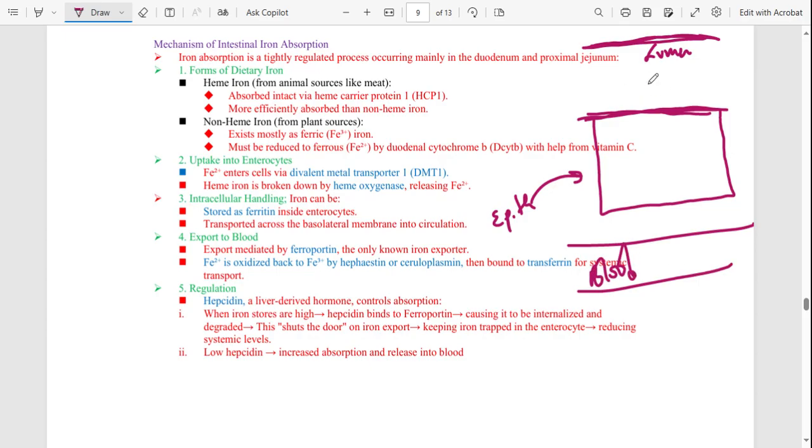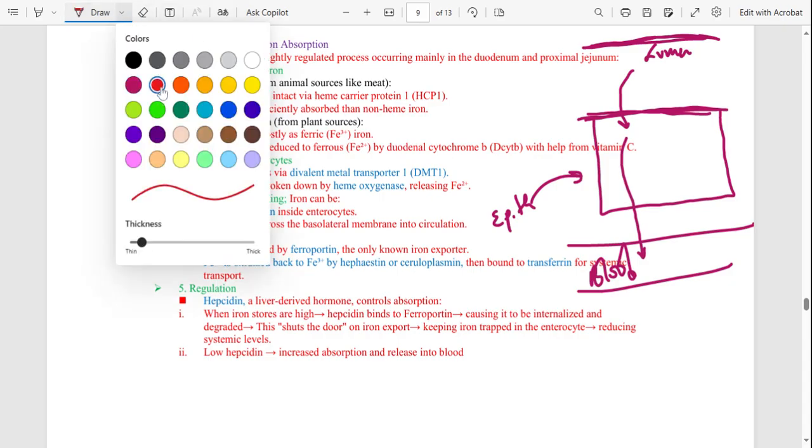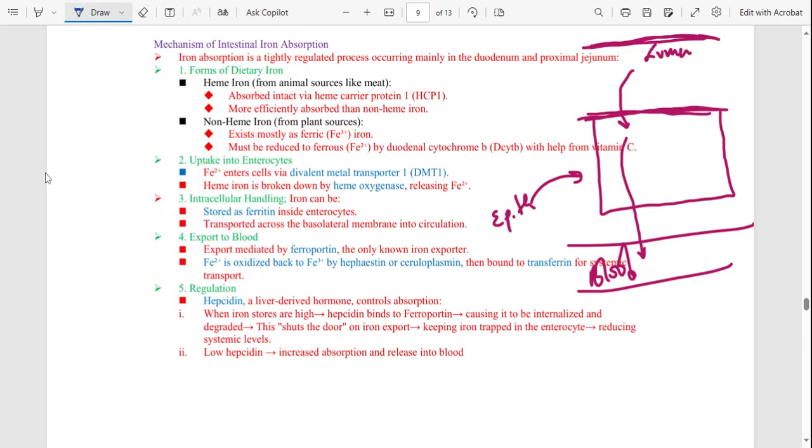So anything that you eat has to first go into the epithelial cell and then it can now go into blood to go and start working. Okay. So now what happens is this. When we eat, iron can either be found as heme iron. Heme iron comes from animal sources. And then you can have a non-heme iron which comes from plants. So these two are absorbed differently.